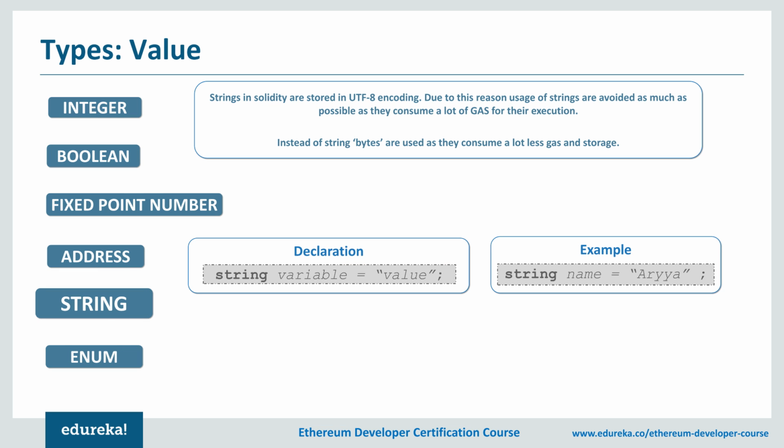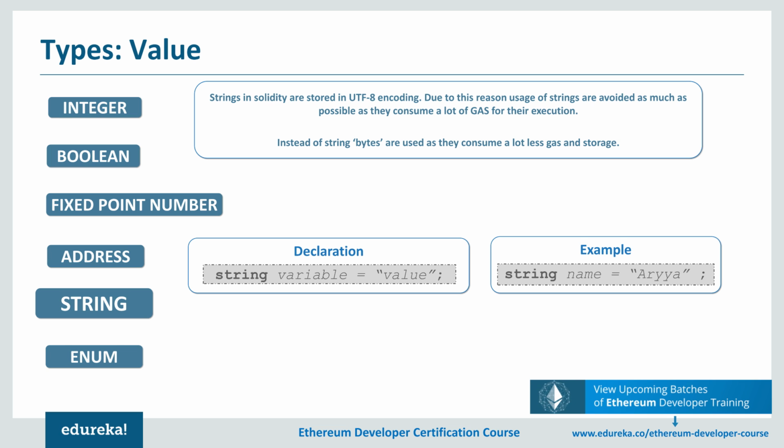Strings in Solidity are stored in the UTF-8 encoding. Due to this, strings consume a lot of space on the Ethereum virtual machine. Because of this, strings are avoided or used as little as possible, as they consume a lot of gas for their execution. Instead of strings, the usage of bytes for such variables has always been promoted by Ethereum developers.